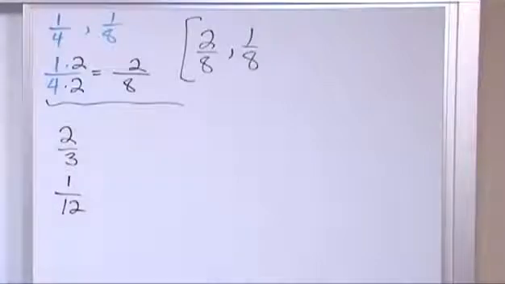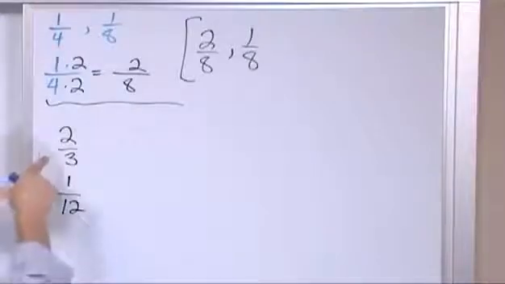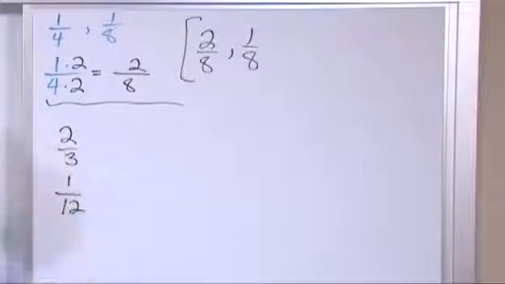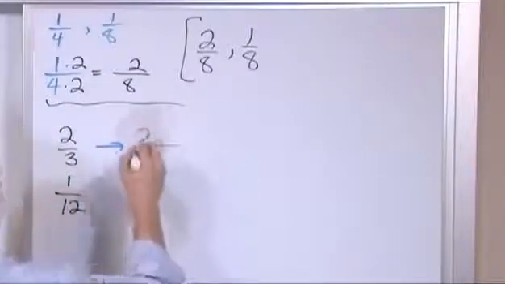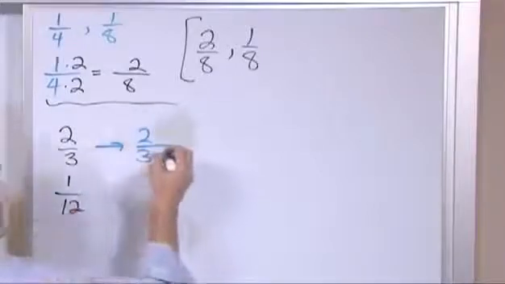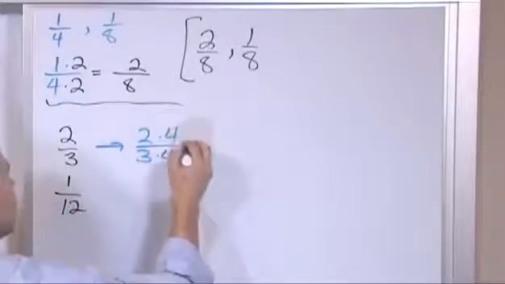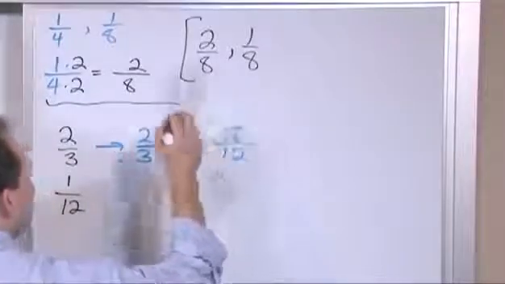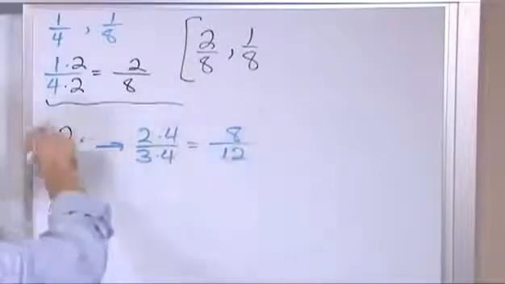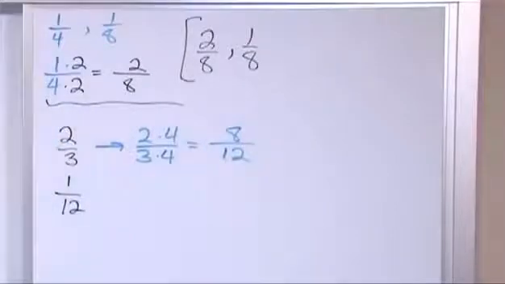Okay, so I want to find a common denominator between these two fractions. Well, I know right away that I can take 3 and multiply by 4 to give me 12. So this is 2/3, right? And I can multiply by 4 on the top and the bottom, and that's going to give me on the bottom 3 times 4 is 12. 2 times 4 is 8. So this fraction 8/12 is exactly the same as the fraction 2/3.